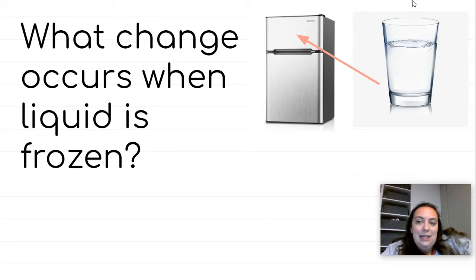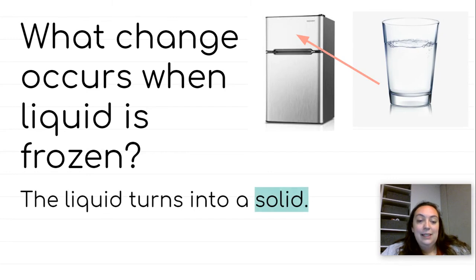So I want you to think, what change occurs when a liquid is frozen? So if I want to put this glass of water in my freezer, what change do you think is going to happen? It's going to go from a liquid to what? Think in your head. The liquid then is going to turn into a solid. So this is almost the reverse of our experiment. If I have a glass full of water and I put that in the freezer, it's going to turn into ice. So it's going to freeze and it'll now have a definite shape.